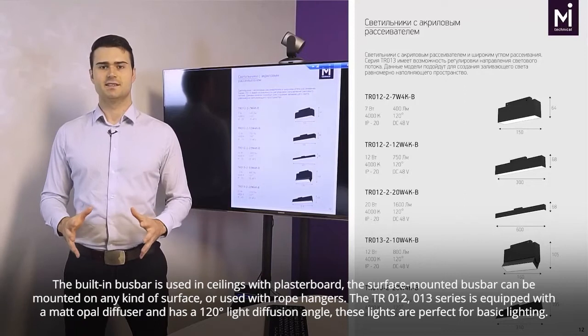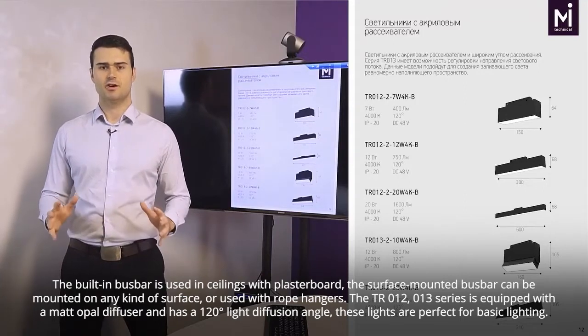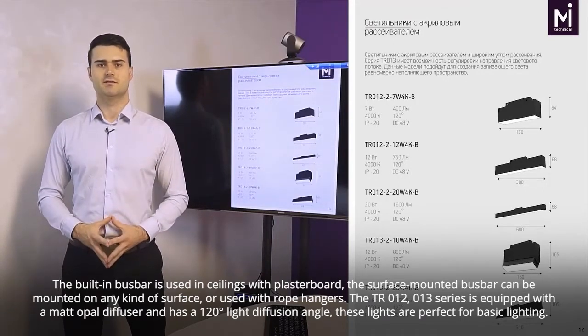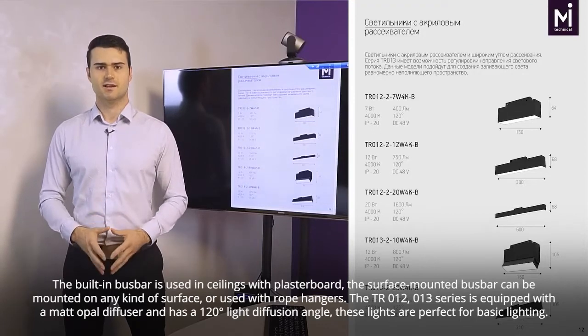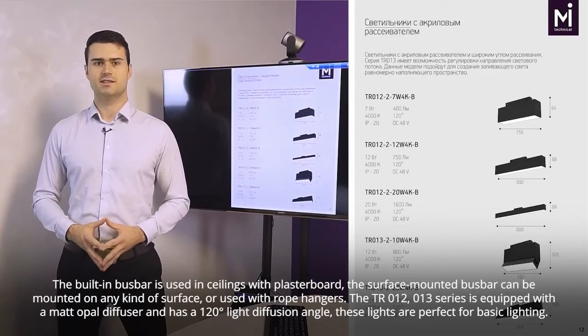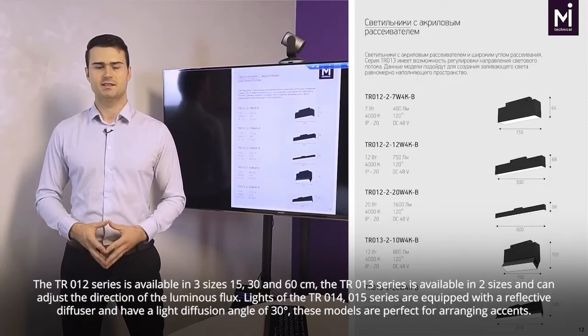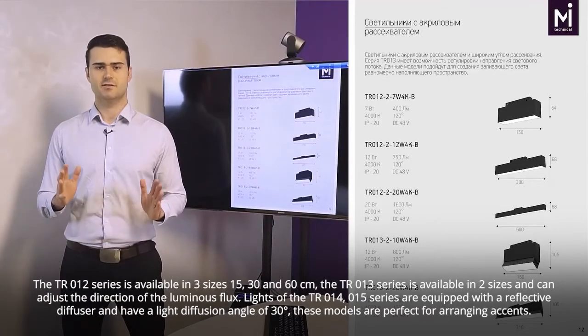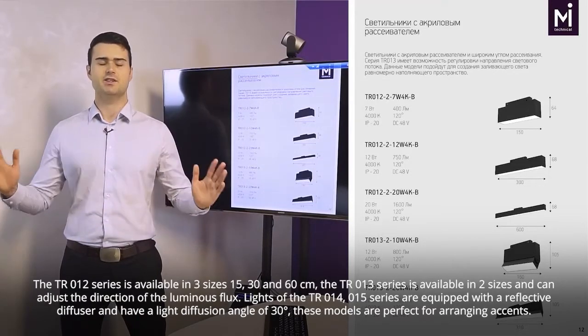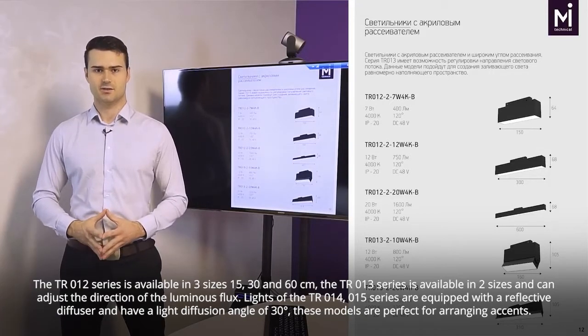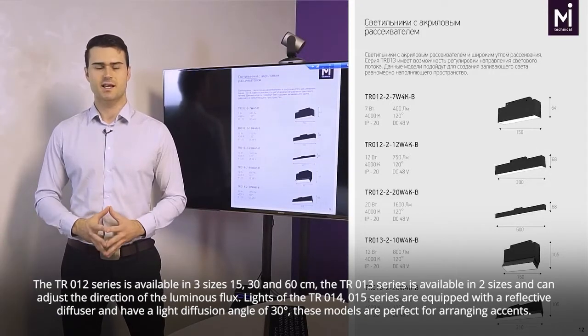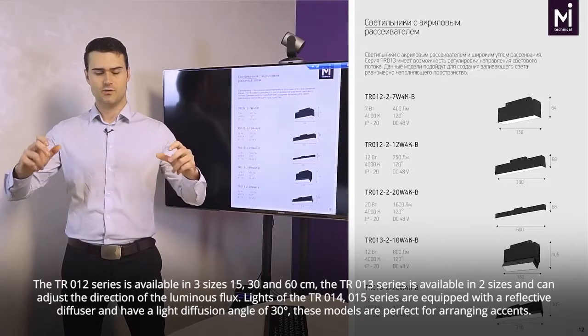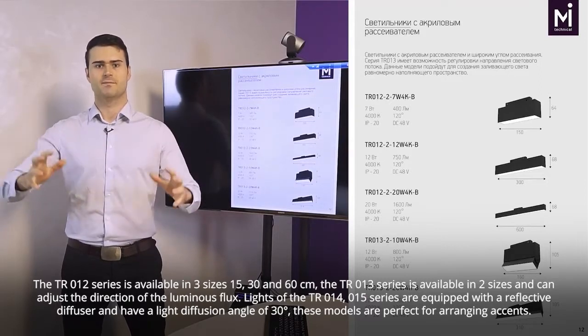The TR012-013 series is equipped with a matte opal diffuser and has a 120 degrees light diffusion angle. These lights are perfect for basic lighting. The TR012 series is available in 3 sizes: 15, 30 and 60 centimeters. The TR013 series is available in 2 sizes and can adjust the direction of the luminous flux.